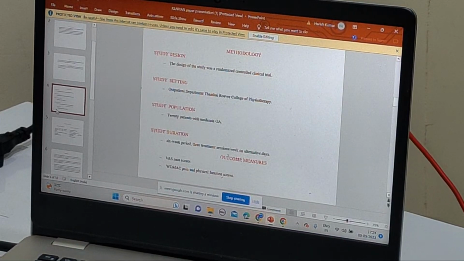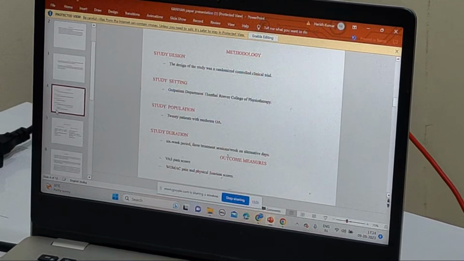The study is randomized, in the outpatient department, and the study population is patients with moderate activity limitation with radiographic evidence. The duration of the study is 6 weeks, on alternate days. We assess the outcome with the visual analog scale and the functional tests.